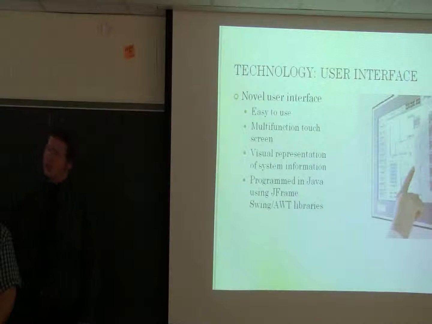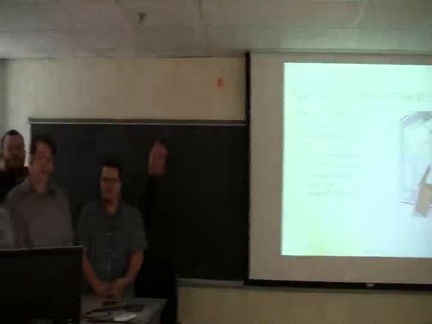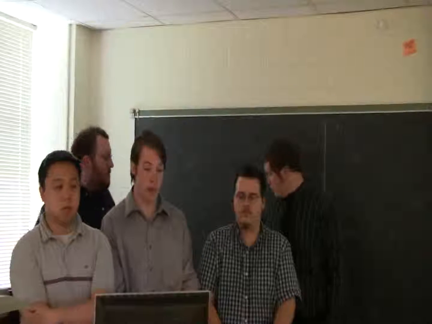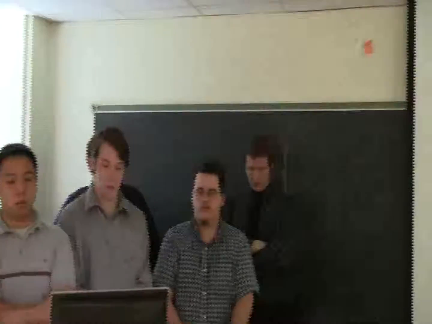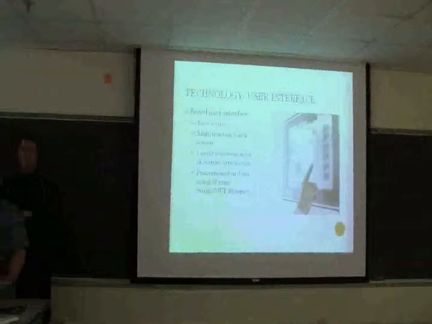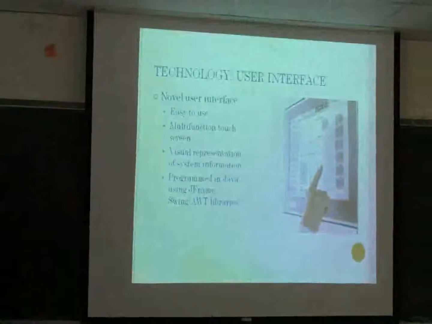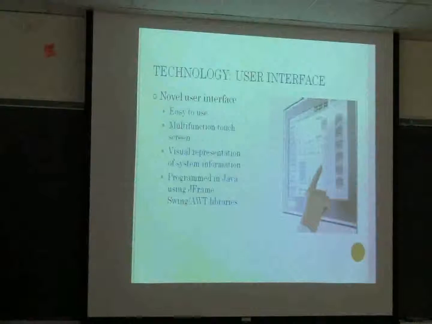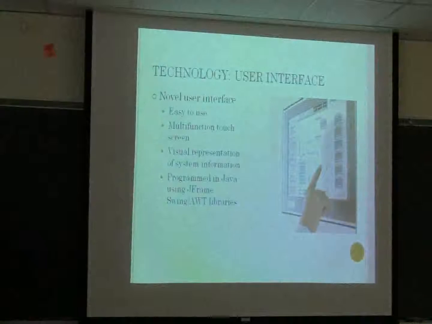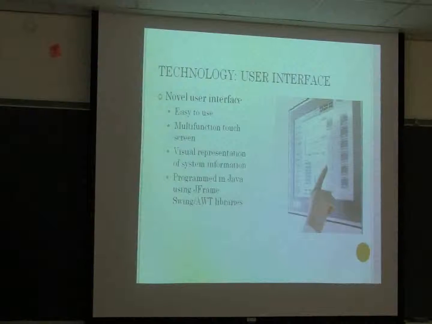Now, automation is good, but the system won't automatically know your preferences, and to take manual control and start entering your preferences, you'll have to use an interface. And for us, we chose a touchscreen interface. It's easy to use. It will give you a nice layout of options and menus, and we just programmed it using Java's JFrame and Swing libraries.